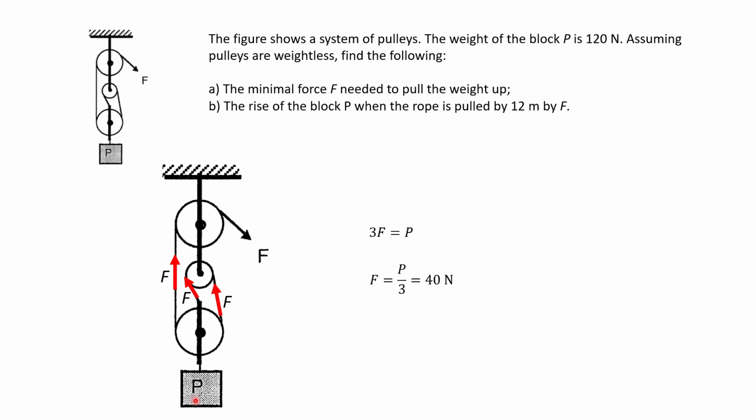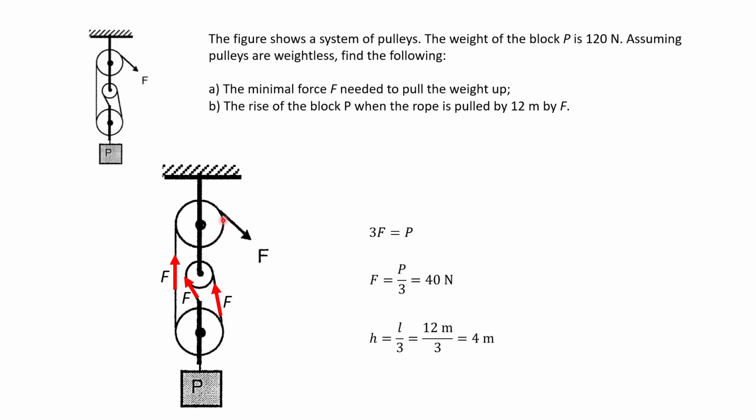By how much will the block P rise if we pull the rope by 12 meters? Well, if I pull the rope by 12 meters, that means this 12 meters has to be distributed along this rope everywhere. So you have a rise of 4 meters, 4 meters, and 4 meters, and this gives you 12 meters being pulled here. So the height by which weight P rises is simply 12 divided by 3. So you have 4 meters.